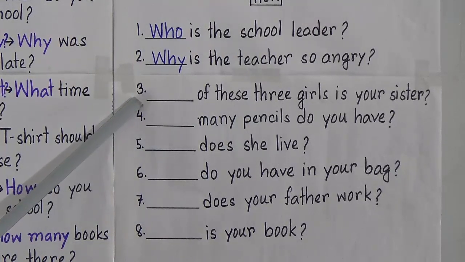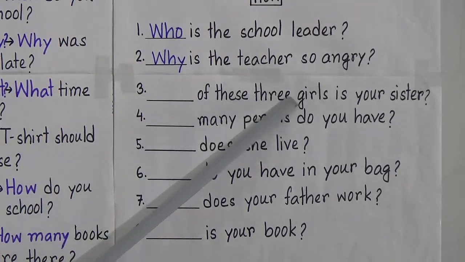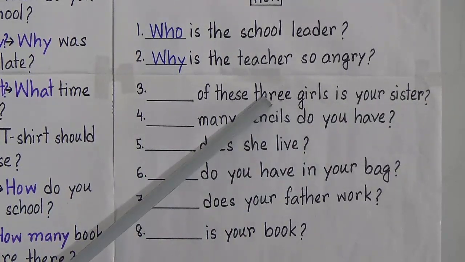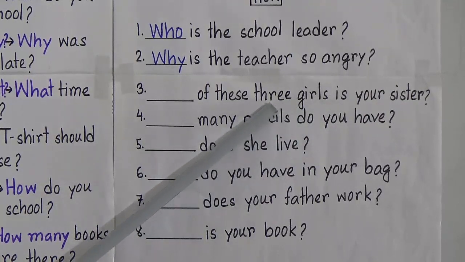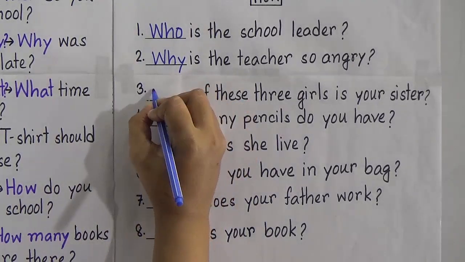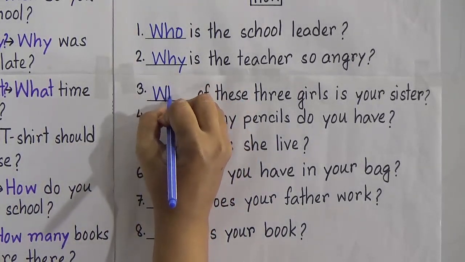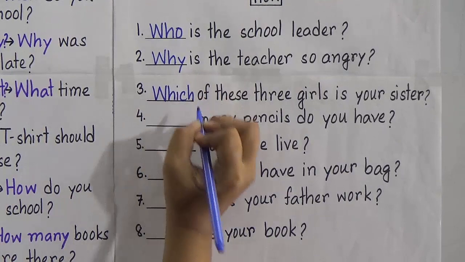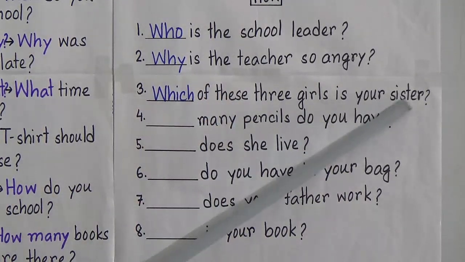And now number 3. Dash of these 3 girls is your sister. So now look, there are 3 girls and you need to choose one from them. So if we want to make a choice, what will we use? Yes, we use which. So there will be which of these 3 girls is your sister.